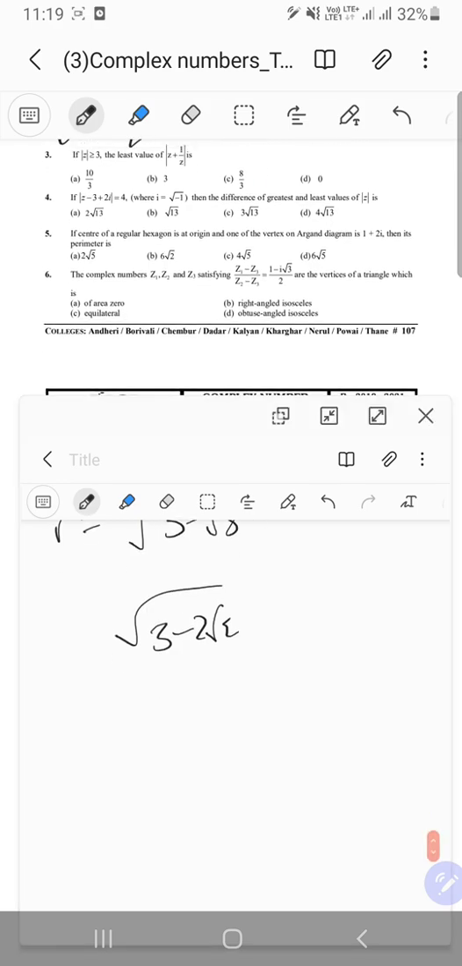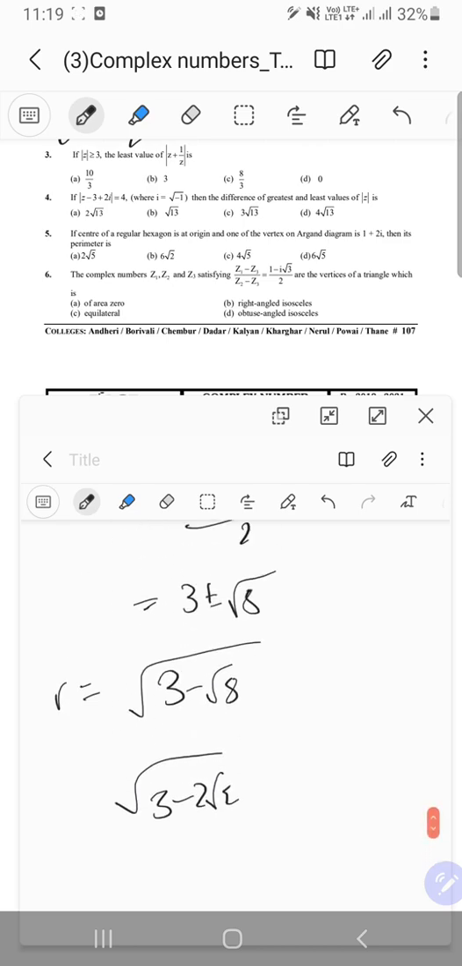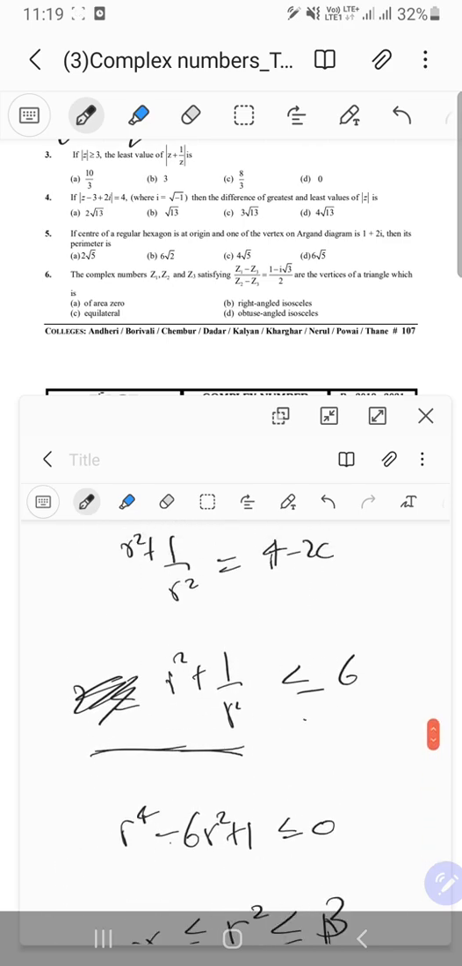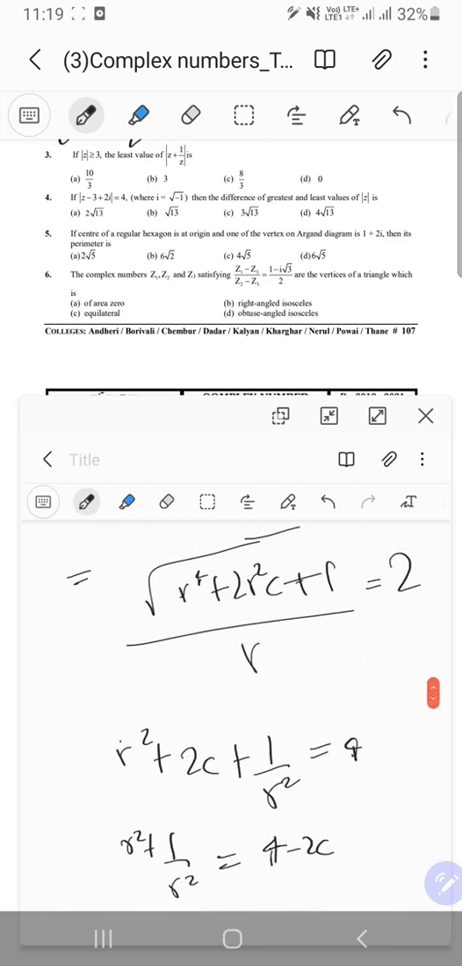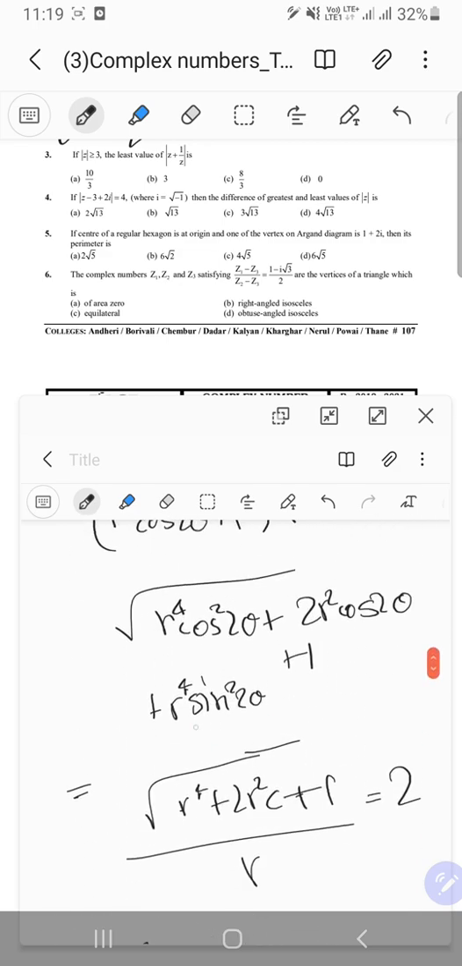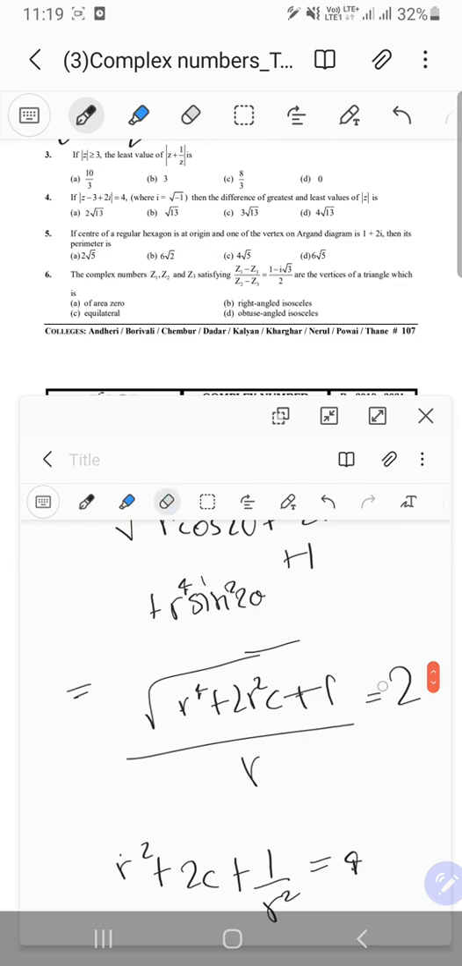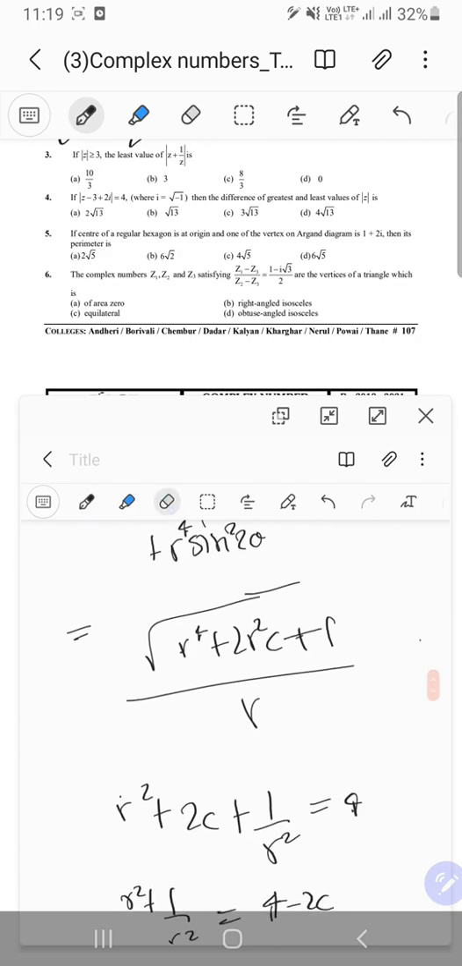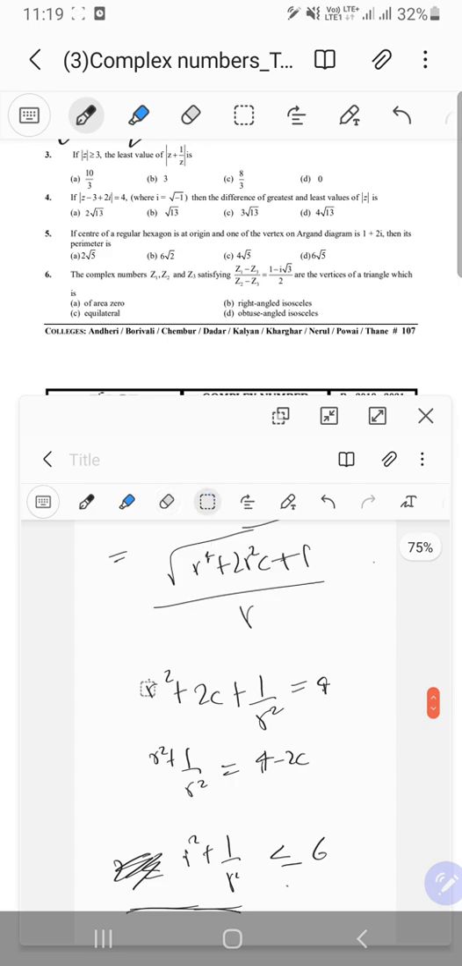Next, if magnitude of z is bigger than or equal to 3, then the least value of z plus 1 upon z is, okay, well, we just calculated what this thing should be, right? Where is that? This thing. So what's the least value of this thing? That's what they're asking.